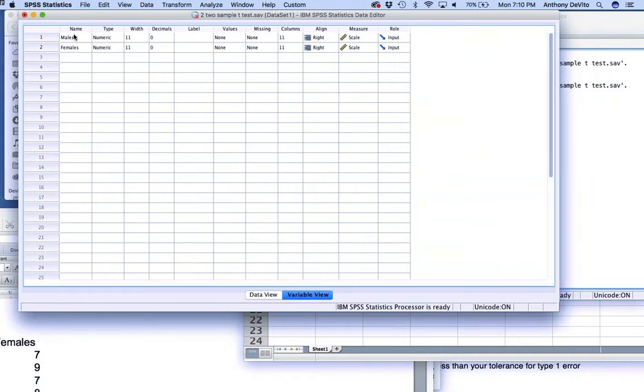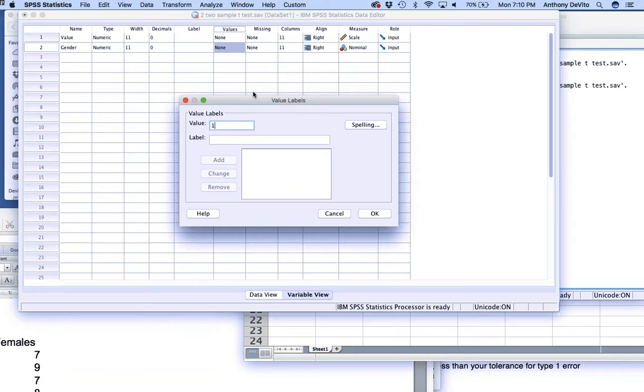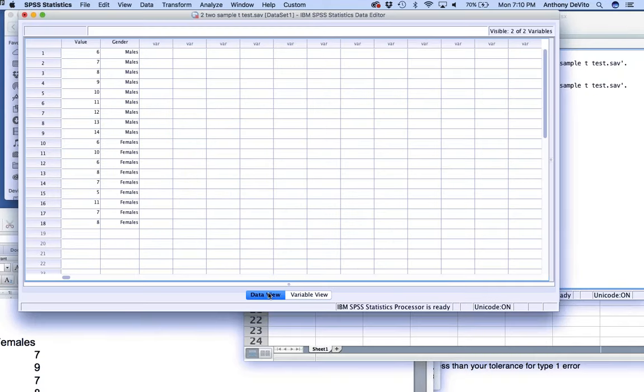My first variable, I'm going to call value, whatever that number happens to be. My second variable is going to be gender. So now gender is a nominal variable, right? I'm going to make sure it knows that. I'm going to go into values and tell it that a 1 represents males and a 2 represents females. Okay, and I'm going to go back here.